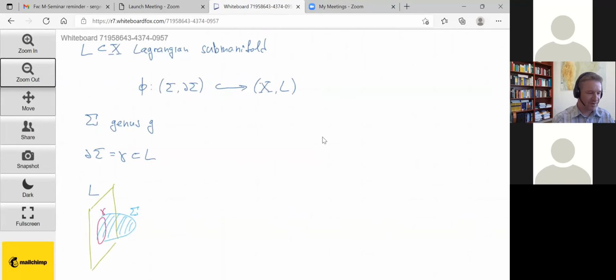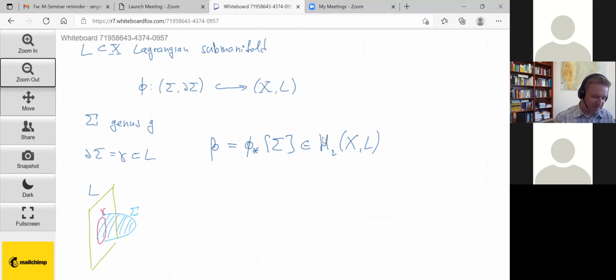First of all, we have to fix the class, usually called beta, where the image of sigma is in H2, relative H2 of X with respect to L. This is very standard and is typical for so-called closed counting problems as well.